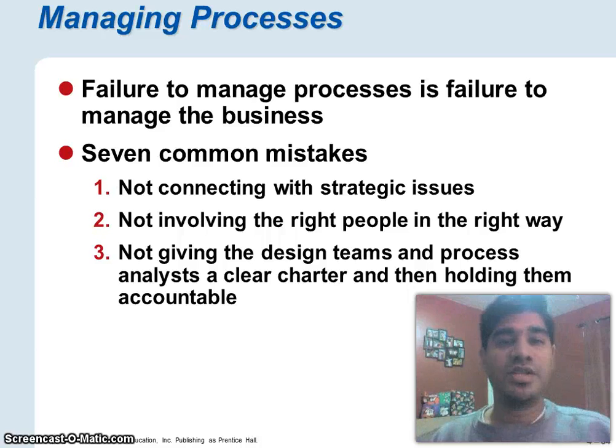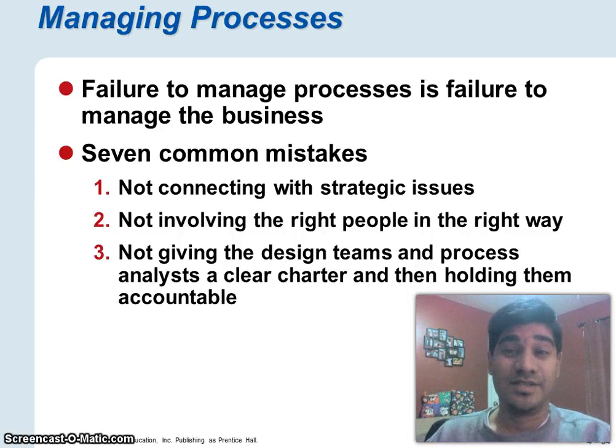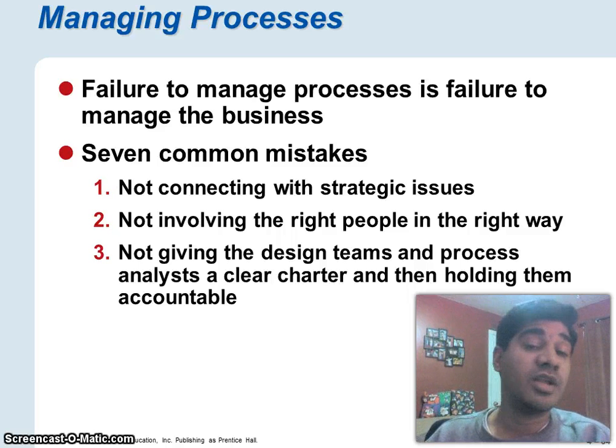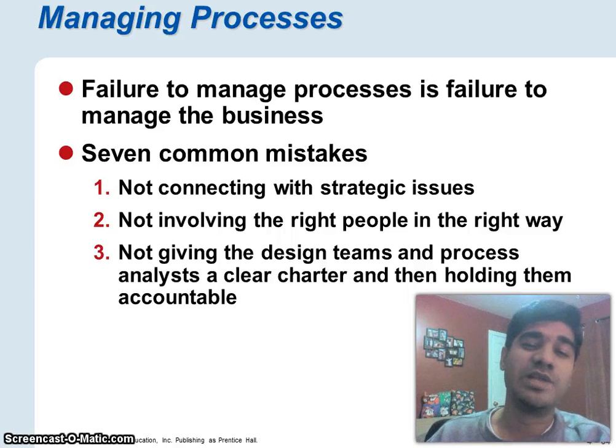When you're managing processes, if you fail to manage the processes, then essentially it can lead to a lot of problems for the businesses. Some common mistakes that people can run into when they're not managing the processes as they should be. The first one is not connecting with strategic issues. A strategic issue essentially deals with how the strategy of the organization leads to what kind of paths this organization will take on the operational side. You are not involving the right people in the right way, and that can be a problem as well.